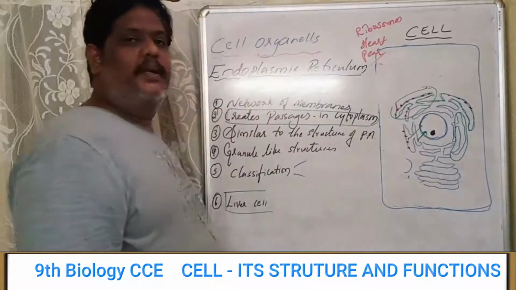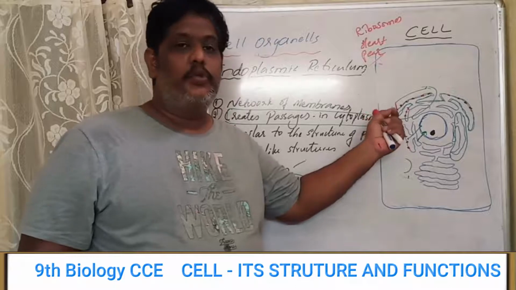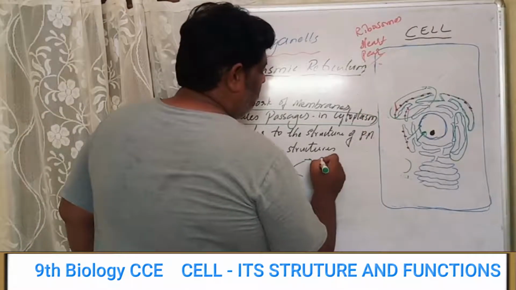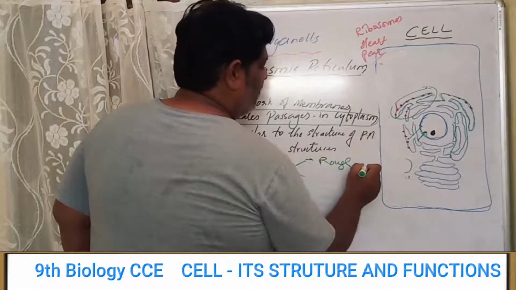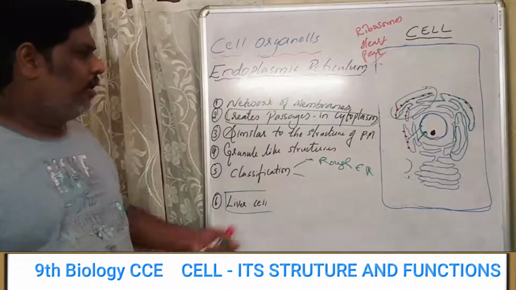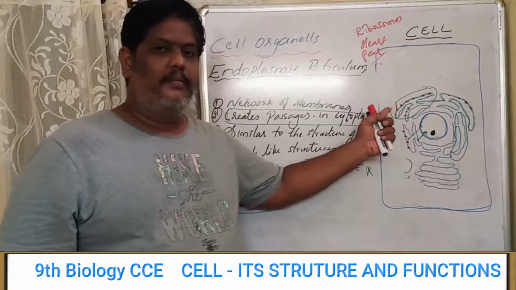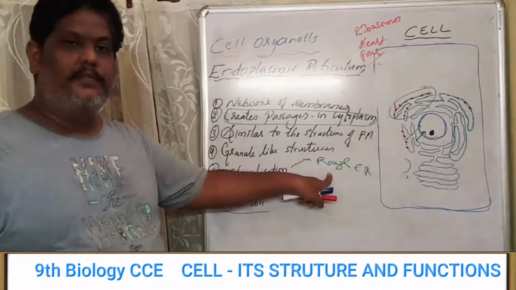The endoplasmic reticulum which has ribosomes present on it can be classified as rough endoplasmic reticulum. So what is rough endoplasmic reticulum? The endoplasmic reticulum which has ribosomes present on its membranes is called rough endoplasmic reticulum.